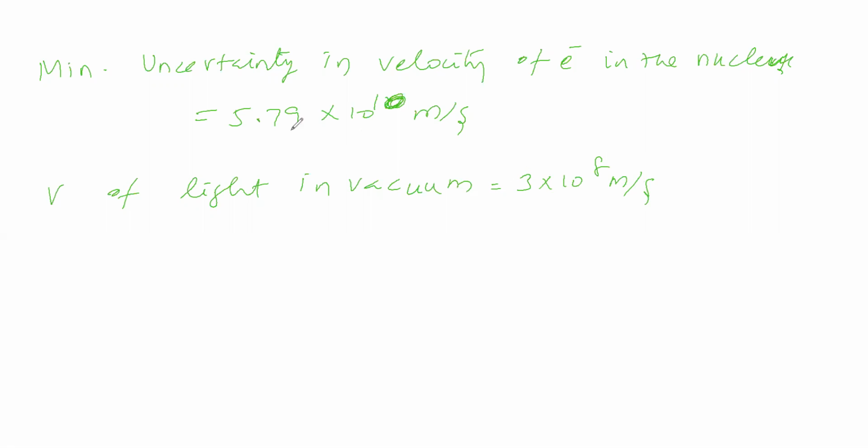Now we will compare these two values, the minimum uncertainty value and the velocity of light in vacuum. This value is greater than that value by roughly 100 times. So can an electron revolve faster than the velocity of light in vacuum? Is it possible? It is not possible. In the sense, an electron cannot exist in the nucleus. So we can say electron cannot exist in the nucleus.